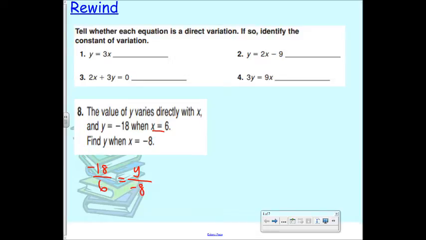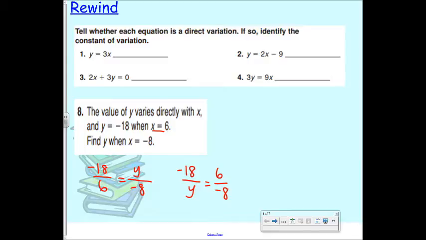If you set it up a little bit differently, you could also have set it up like this: negative 18 over y equals 6 over negative 8. And that would be exactly the same. So either one of those is fine.